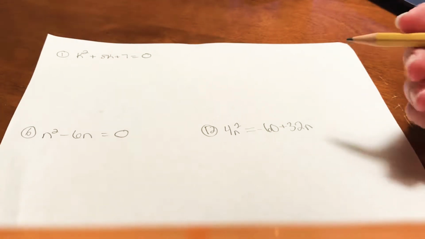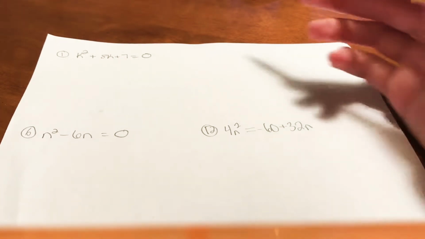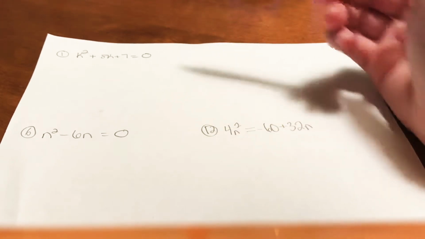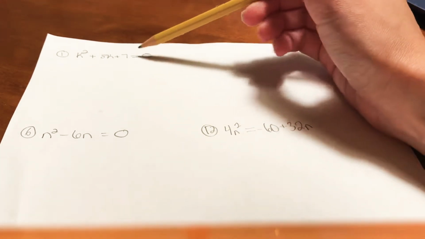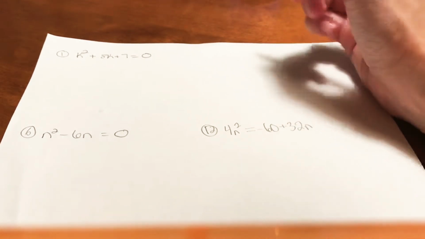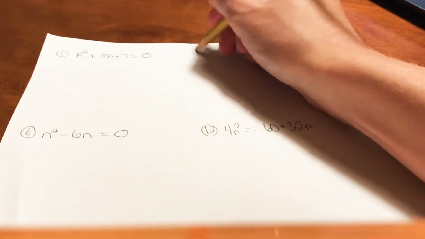Here are the procedures for factoring and solving quadratic equations. You know how to factor from Algebra 1. The difference now is that you have an equal sign and an equal to 0. So the first thing you have to do is make sure that your equation is set equal to 0.